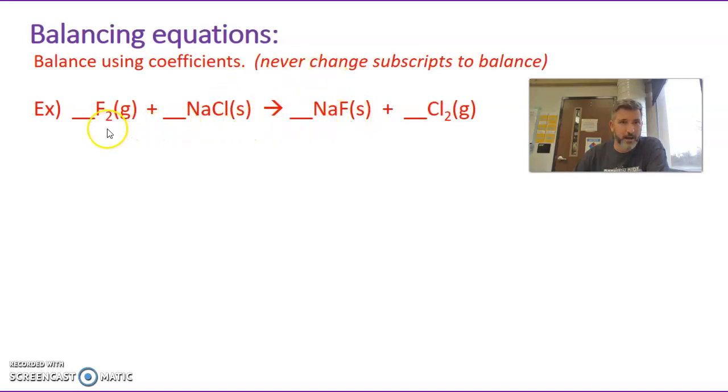So for example, right now we have 2 fluorines on the left, but only 1 on the right. We cannot add a subscript of 2 because that would change the ratio of sodiums to fluorides in sodium fluoride. We can't do that. But what we can do is double the amount of sodium fluoride. So go ahead and give it a try. I've already given you a big hint how to start, but pause and give it a shot, see if you can balance.